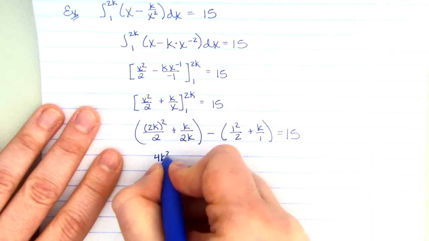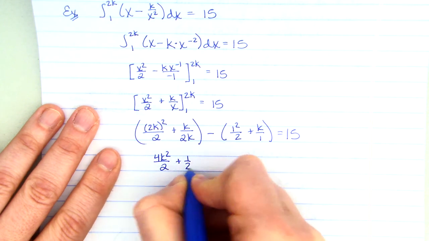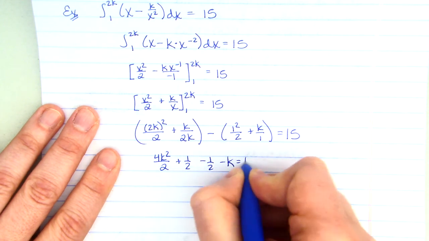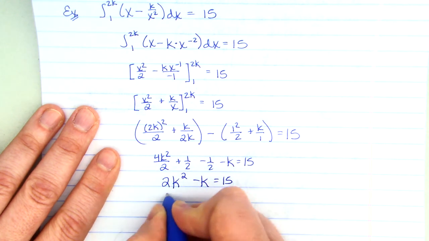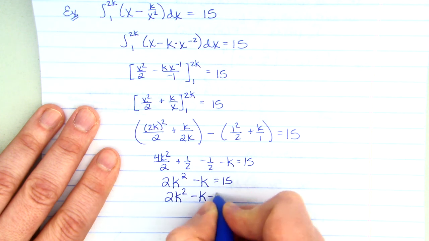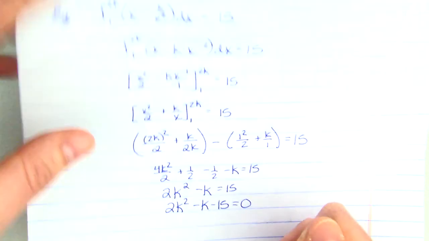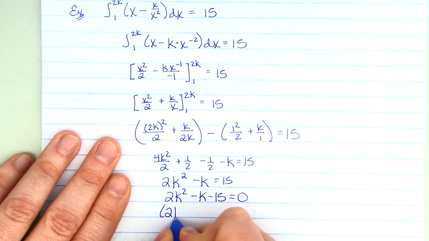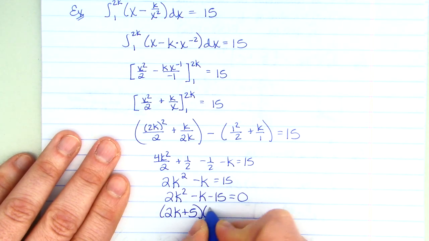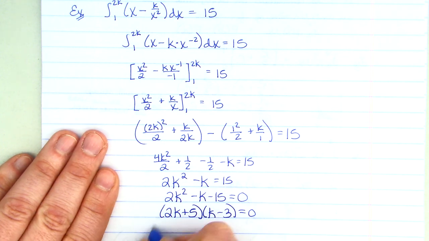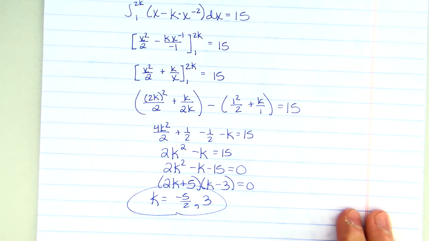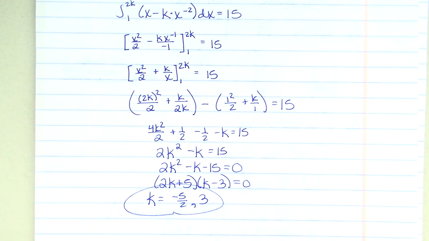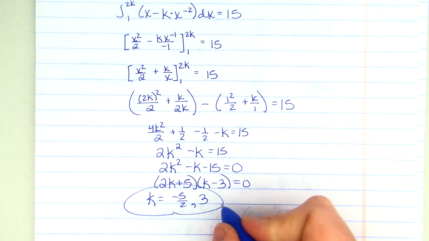Okay, so 4k squared over 2 plus 1/2 minus 1/2 minus k equals 15. 2k squared minus k equals 15, it's a quadratic. 2k squared minus k minus 15 equals 0. This can be factored. 2k plus 5 times k minus 3 equals 0, and I'm getting two answers. I'm getting negative 5/2 and 3. Actually, only one of these is okay.